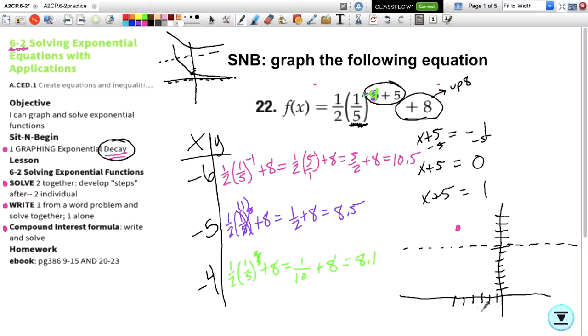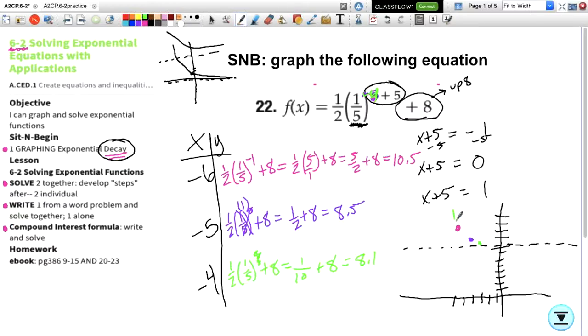Next point, I'm going to go over to negative 5, and I'm going to go up to 8.5. So here's 8 where my asymptote is. I'm only going to go up half a box. And then my third point helps me to continue to model this curve. I'm going to go over to negative 4, which is here, and up to 8.1. So just barely over that asymptote.